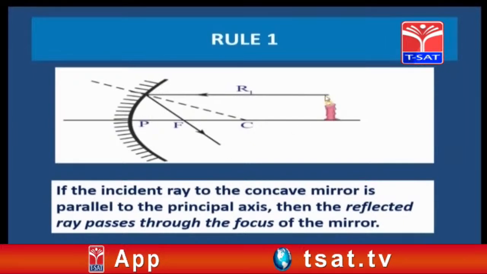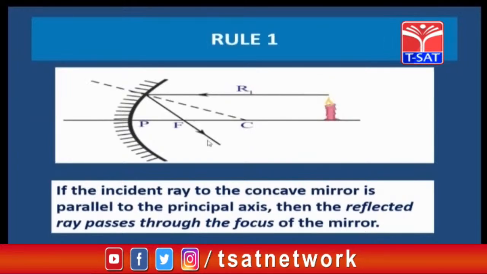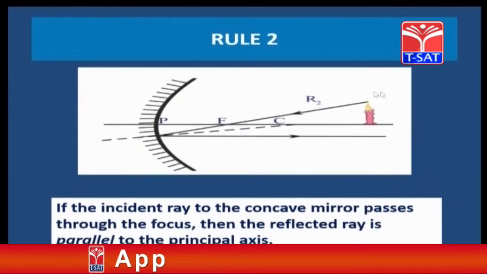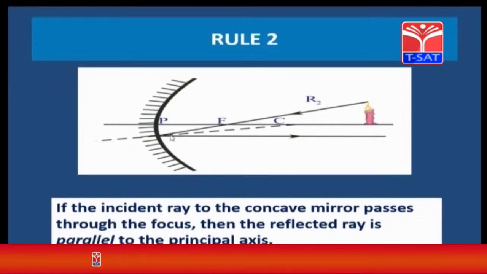Okay children, you can see here a light ray incident parallel to the principal axis is falling on the mirror, and after reflection it is passing through the focus. So this is the first rule. Rule number 2: if the incident ray is passing through the focus of the mirror, then after reflection it passes parallel to the principal axis. The incident ray passes through the focus, hits the mirror, and after reflection passes parallel to the principal axis.